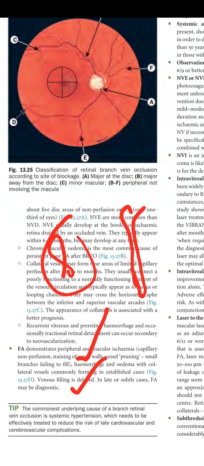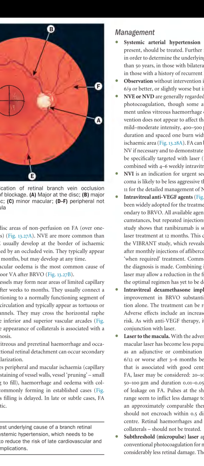The commonest underlying cause of a branch retinal vein occlusion is systemic hypertension, which needs to be effectively treated to reduce the risk of late cardiovascular and cerebrovascular complications.